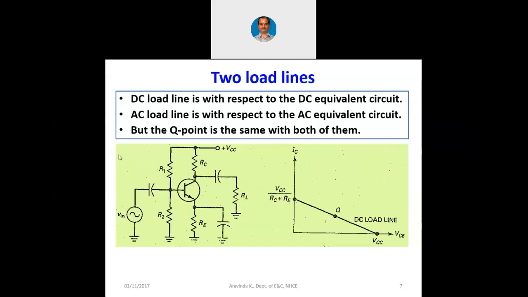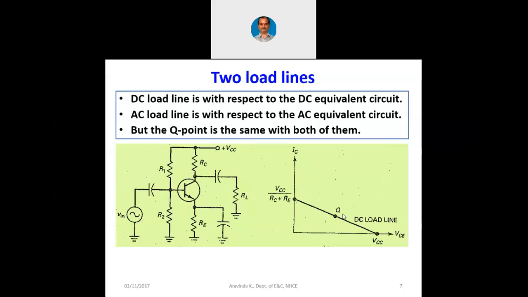Now you may think, why we require these two load lines? Why we require an AC load line now when we already have a DC load line? The point here is, with respect to power amplifiers, we will not get exactly whatever we expect at times, because power amplifiers are also called as large signal amplifiers. In the case of small signal amplifiers, we will be working only around this Q point. We will not be exceeding the limits here around the Q point.